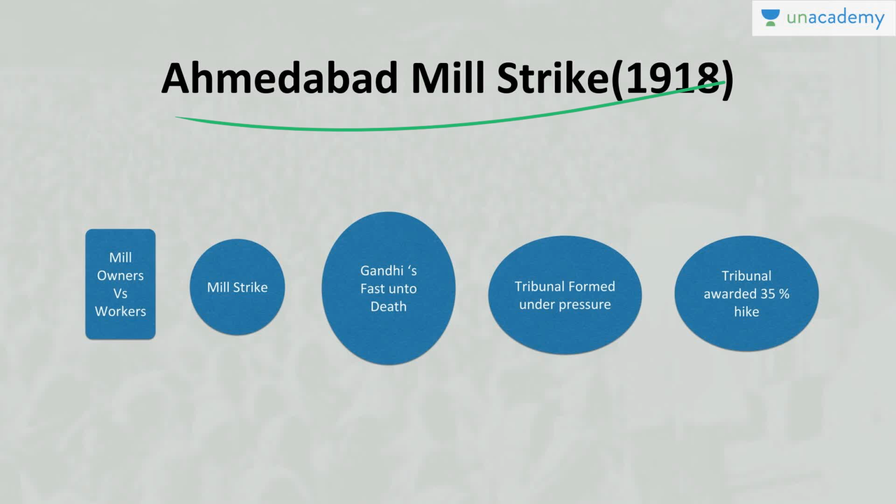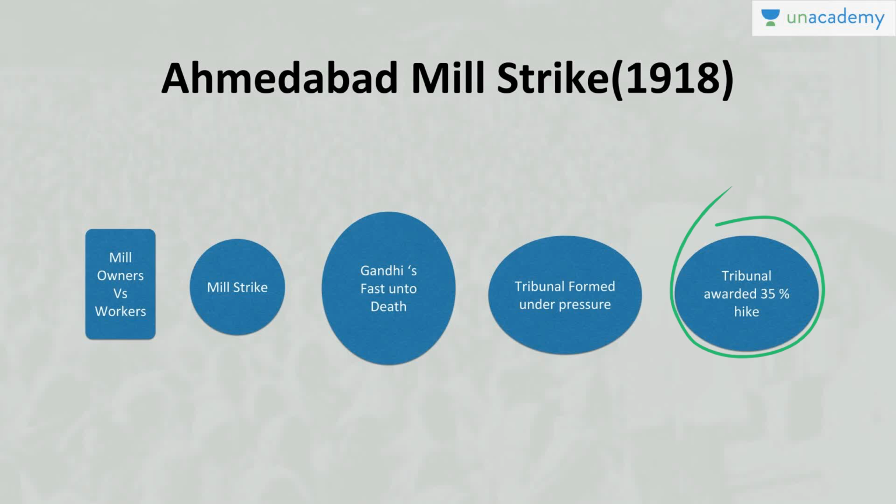So Mahatma Gandhi arrived there. This is a very famous incident, and it is called the Ahmedabad Mill Strike. There was a lot of pressure on the mill owners because of this. Under Gandhiji's leadership there was a strike, and he embarked on a fast unto death, which is called a hunger strike. A tribunal was formed which eventually decided in favor of the workers. The strike was successful, and rather than the 20% which the owners had agreed to, the workers got a 35% wage increase.